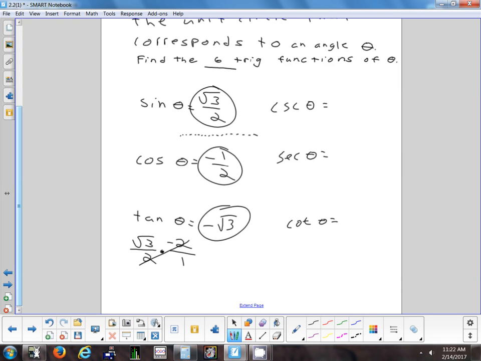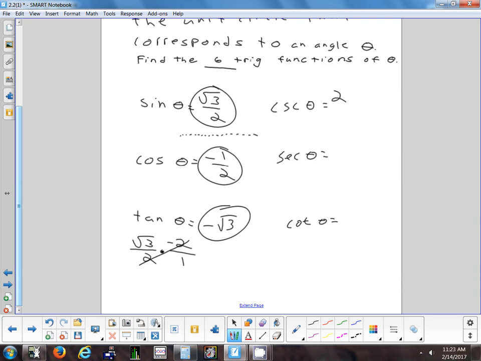Now, once you have the first 3, all you have to do is take each one of these and do something to get the next 3. Does anybody remember what you have to do with each one of these? Yeah, find the reciprocal. Take each one and flip it. Right, so David, what do I get if I find the reciprocal of sine? You get 2 over square root 3.